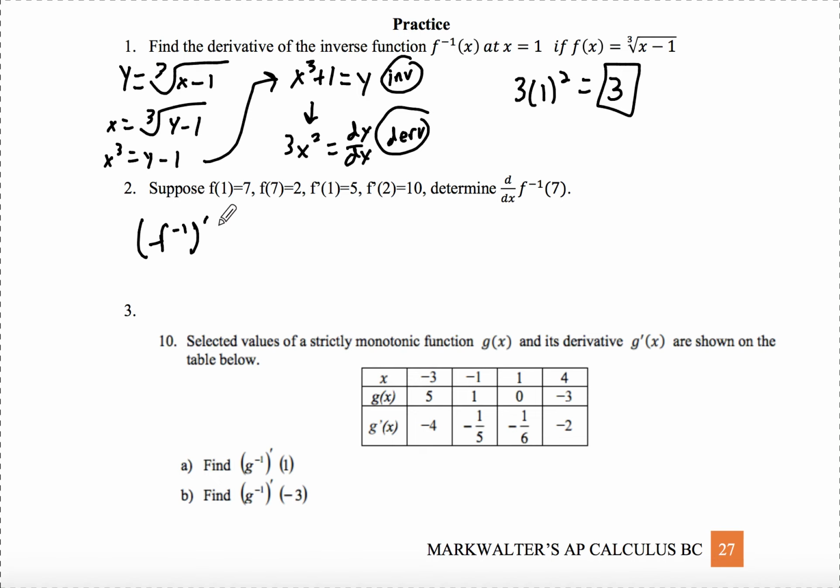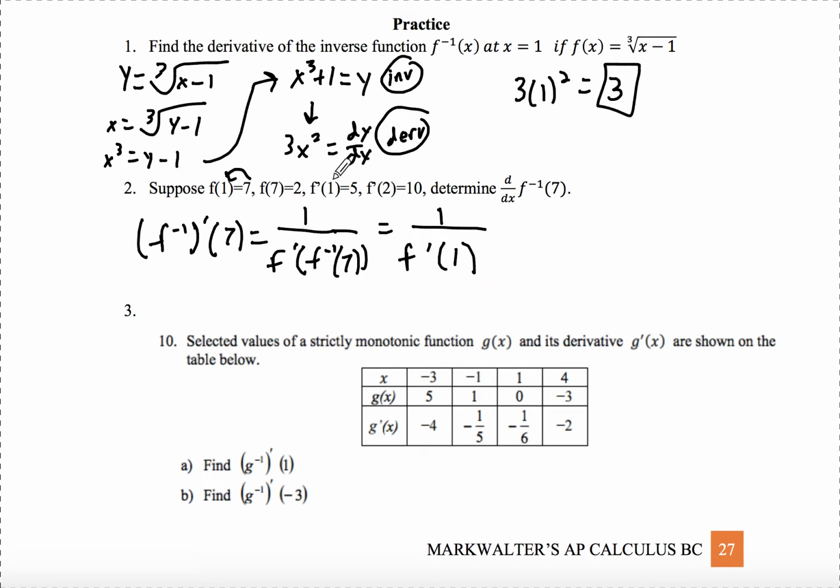So I want f inverse prime of 7. That's going to be 1 over f prime of f inverse of 7. Well, what's f inverse of 7? f of 1 was 7, so f inverse of 7 is going to give me 1. So that's f prime of 1. f prime of 1 is 5, I see that up here. So it's going to be 1 over 5.